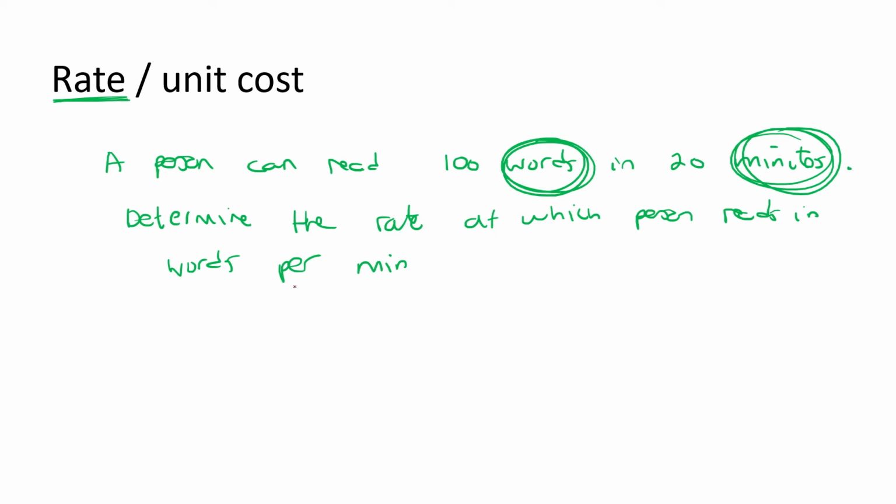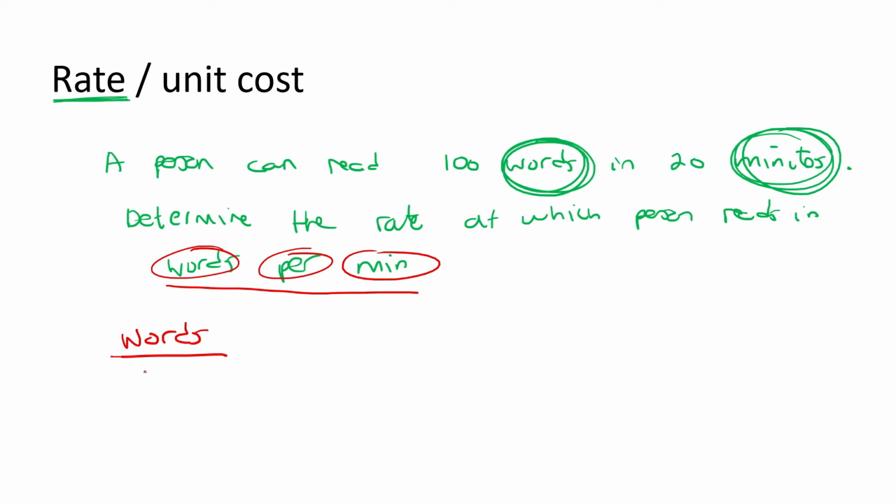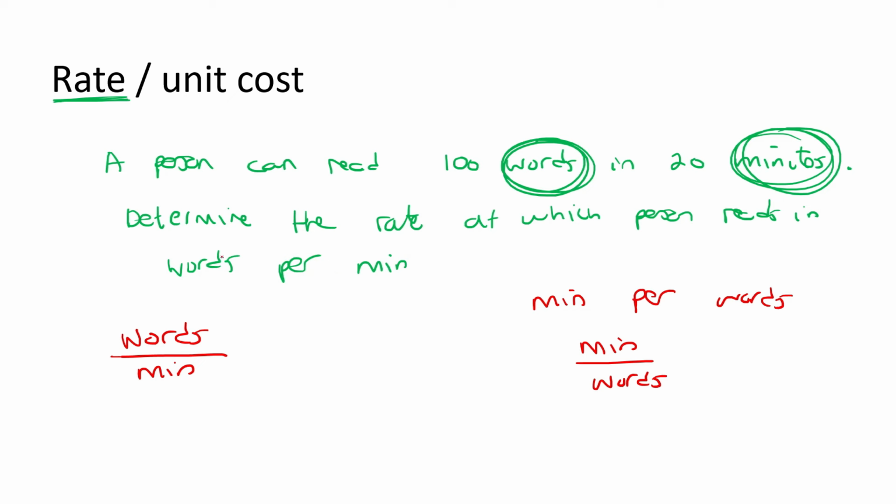The next thing that you must look for is this part here. They said words per minute. Immediately, I want you to say words over minute. If they say minute per words, then you would say minutes first and then words at the bottom. But they said words per minute, so the words go at the top, then the per is the line, and then minute.